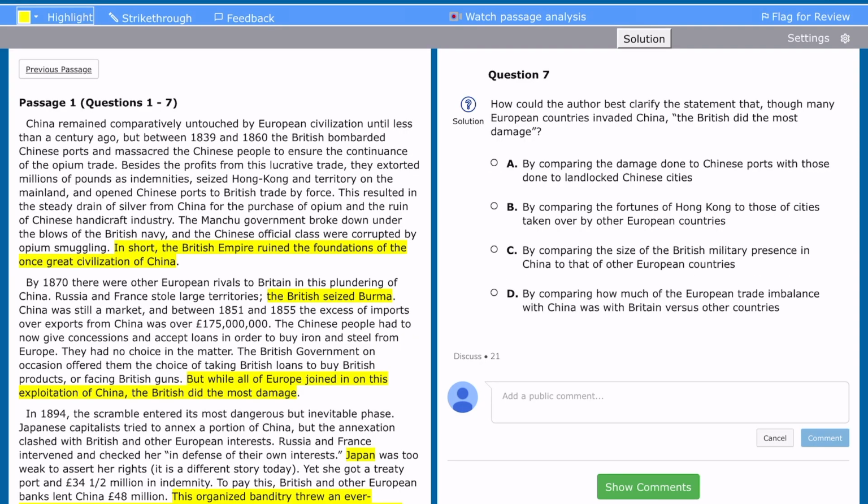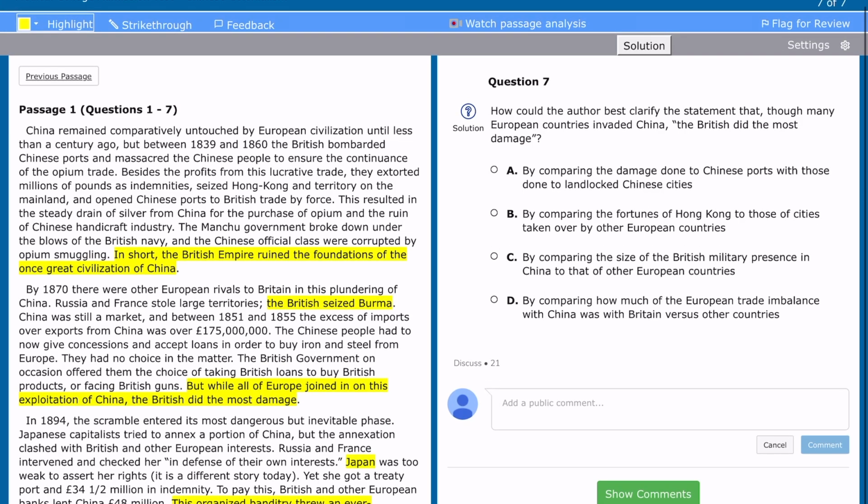Question 7 is asking us, how could the author best clarify the statement that though many European countries invaded China, the British did the most damage? So we have to see how the author themselves chooses to enumerate the amount of damage done to the Chinese by other companies and by other countries.